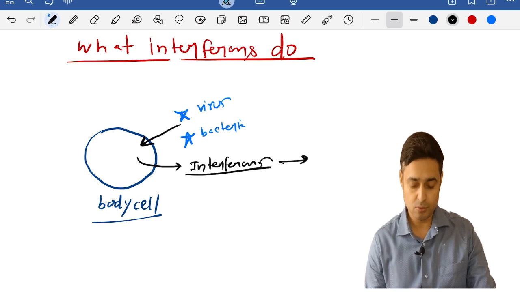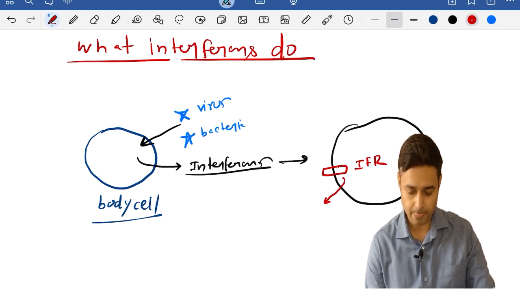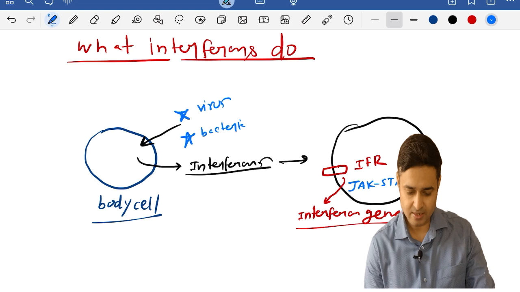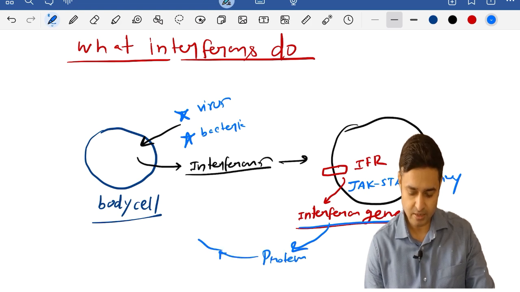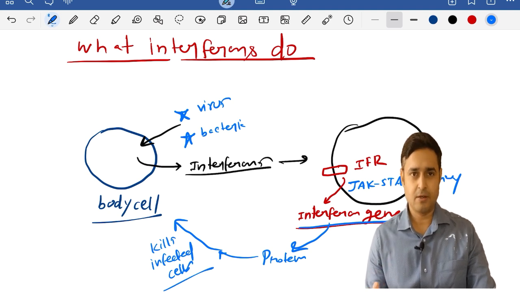What do the interferons do? They go to the infected cell, where there are interferon receptors. They attach to the interferon receptor and induce interferon genes via a very interesting pathway, the JAK-STAT pathway. These interferon genes produce some proteins which kill infected cells.